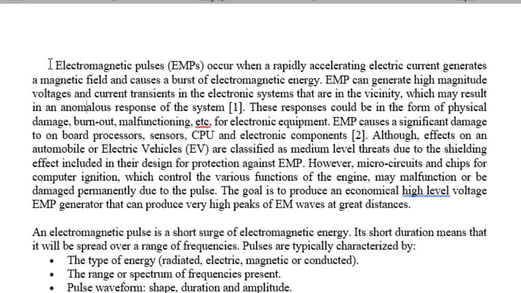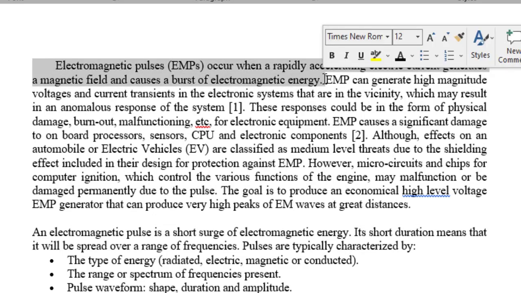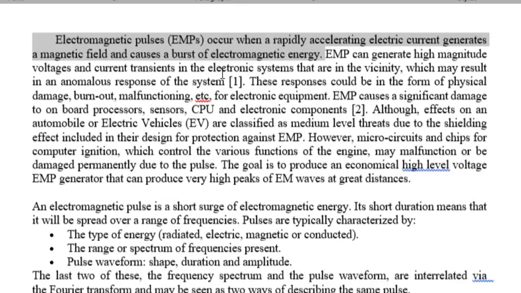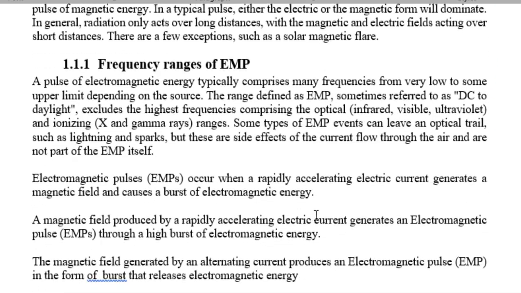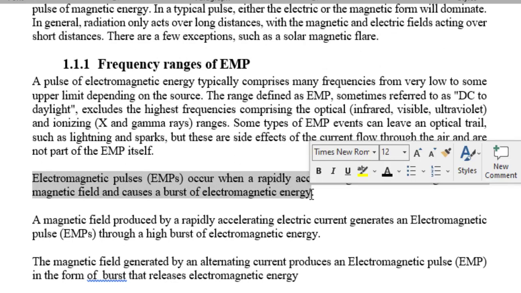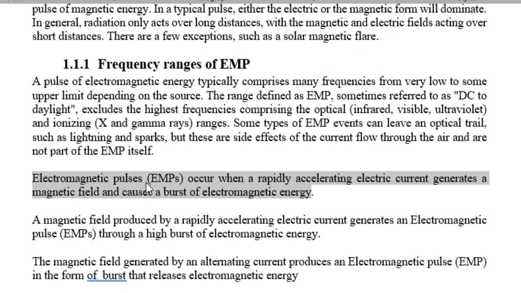First of all, let's take just this first sentence. I'm going to copy it and I've already pasted it here. So this was the original sentence. Now what we have to do is make sure that when we paraphrase the original sentence, no three words should be in sequence to the original sentence. For example, let's just read this sentence. EMP occur when a rapidly accelerating electric current generates a magnetic field and causes a burst of electromagnetic energy.